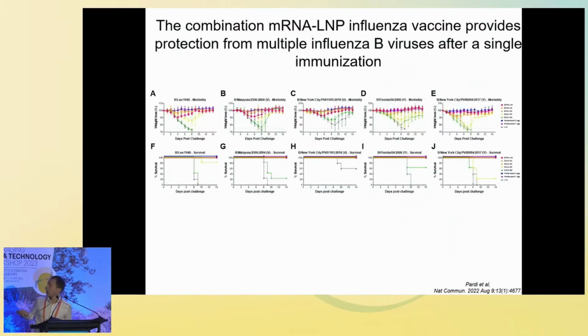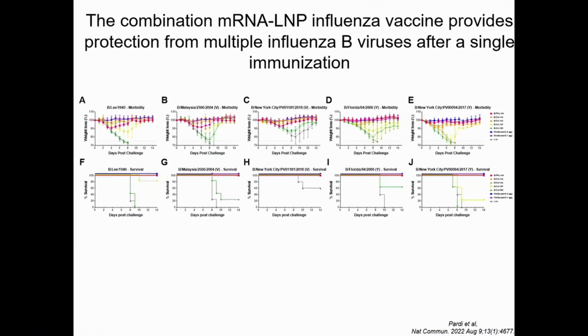of these animals. I'm not sure if you can see these small plots perfectly. I apologize for that. So this is basically the challenge. These are the challenge experiments. Groups of mice were immunized with the monovalent vaccines or the pentavalent vaccine at a low dose or at a high dose. And then the groups of mice were challenged with either the ancestral influenza B strain, the B Lee strain, or a bunch of Yamagata and Victoria strains.